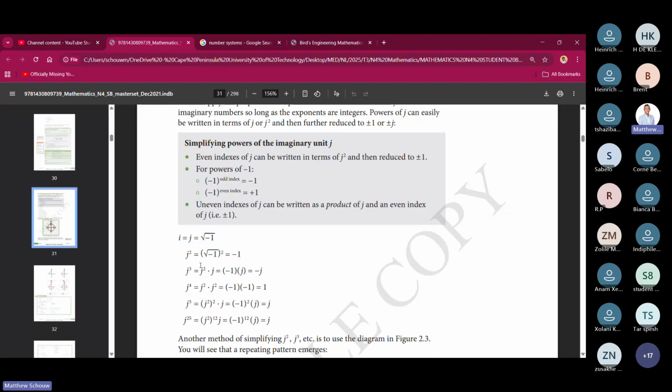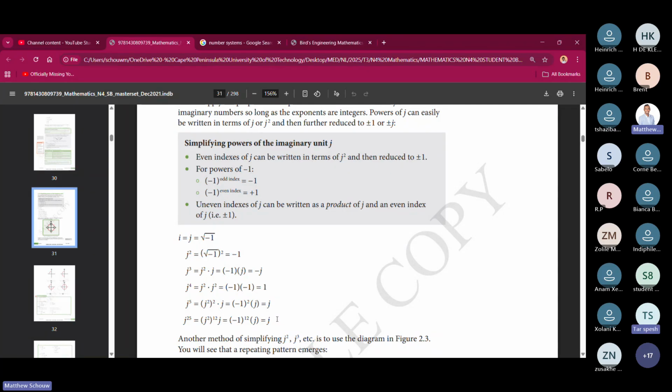And if you want to find J cubed, which will be J squared times J, we know that J squared is -1, so therefore -1 times J is -J. If you want to find J4, that'll be 2 J squareds, therefore that'll be 1. If you want to find J5, that'll be basically J4 times a J. You'll find out J4 is basically 1, so J5 will be J. J25, going to make J squared to the power 12 times J, and you get J.